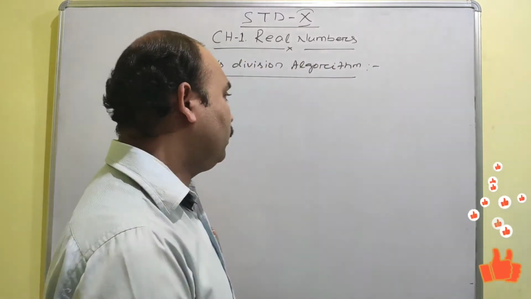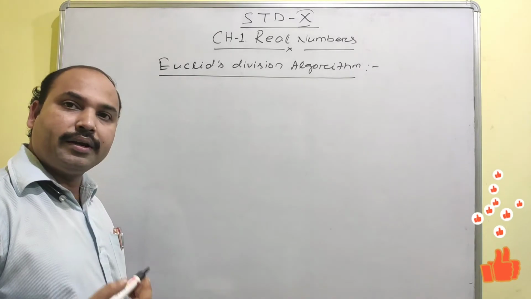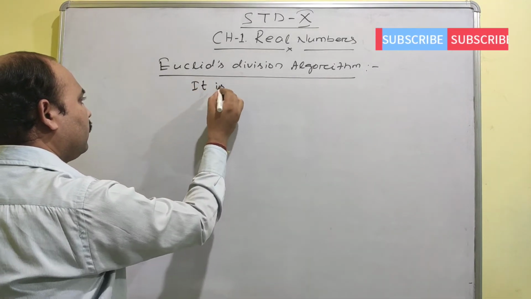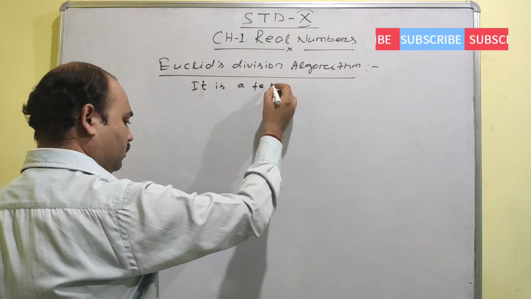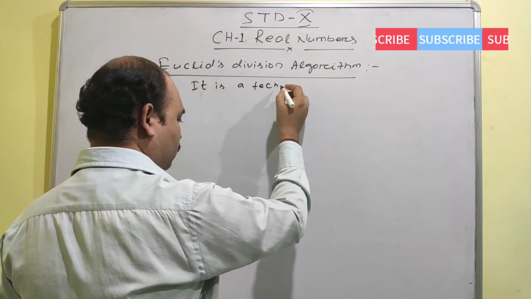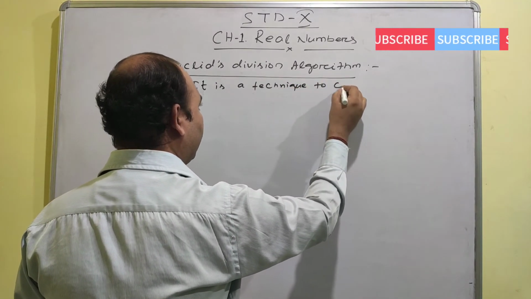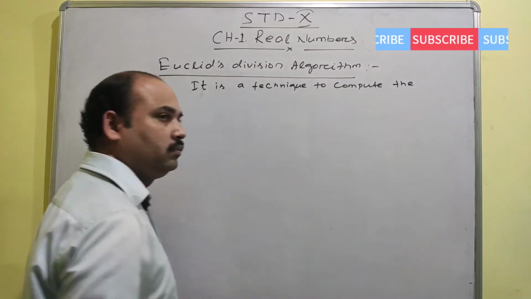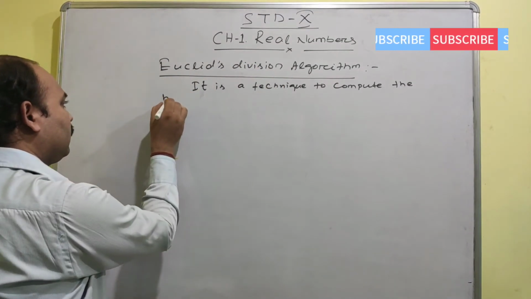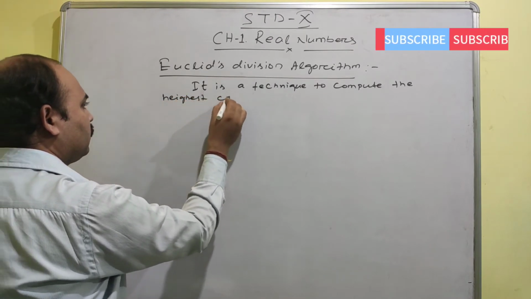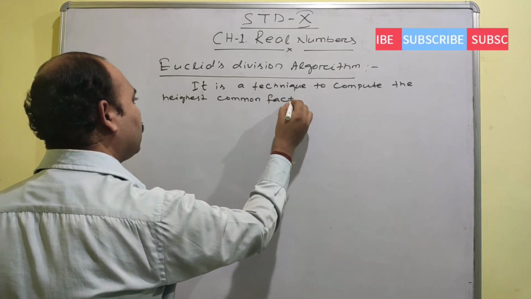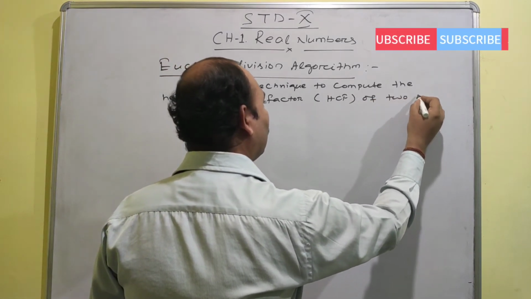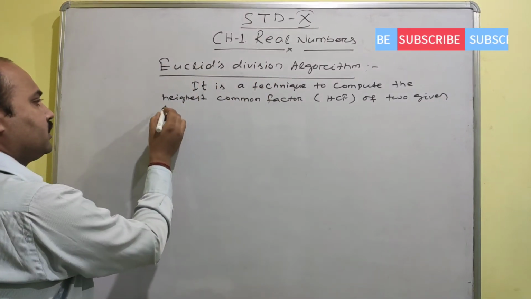So the Euclid division algorithm is a technique to compute the highest common factor, it means the HCF of two given positive integers.